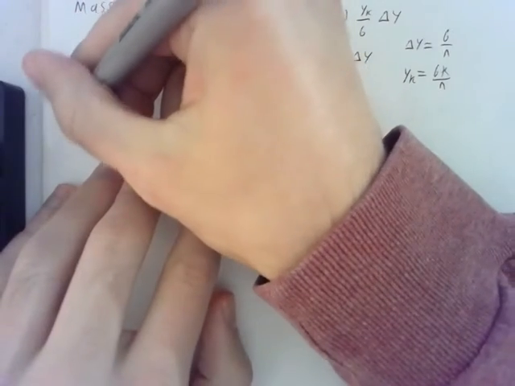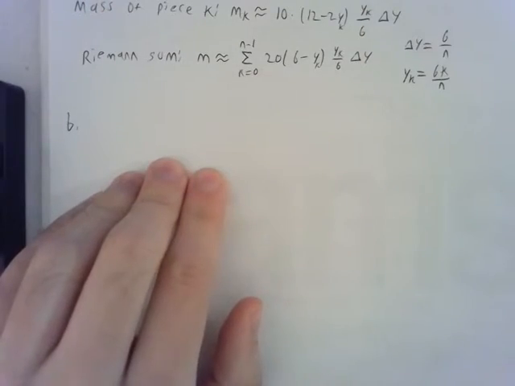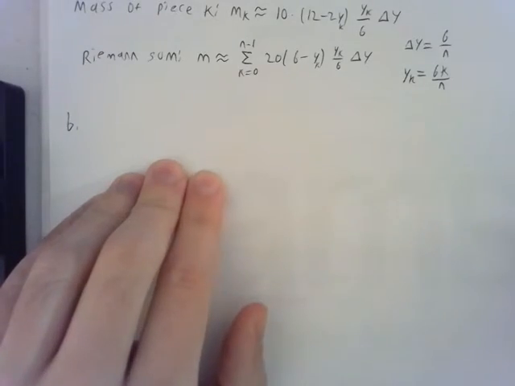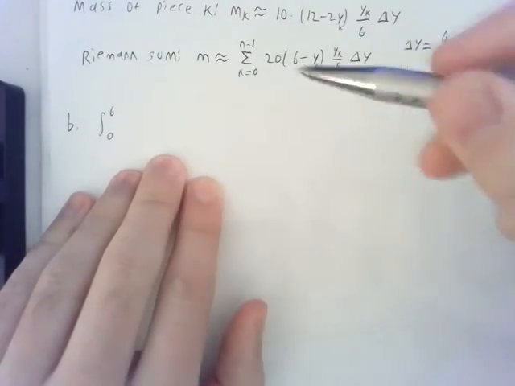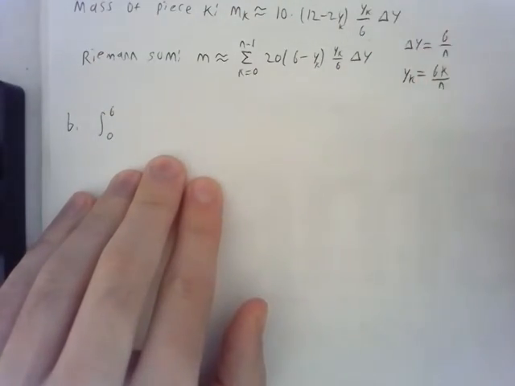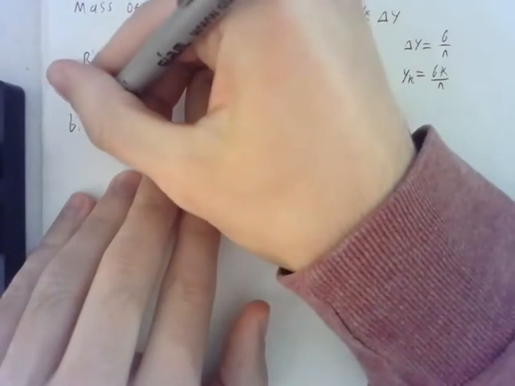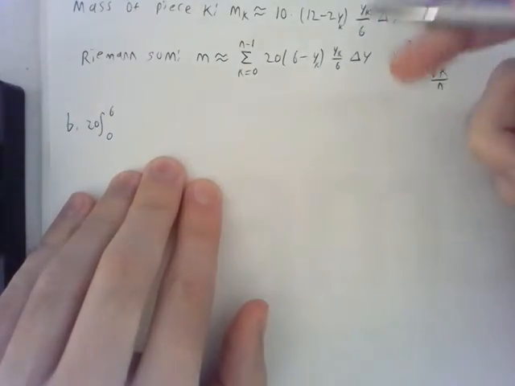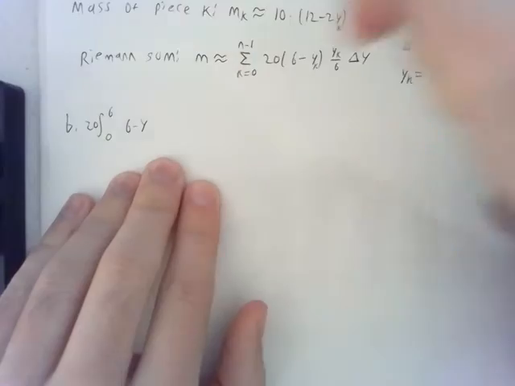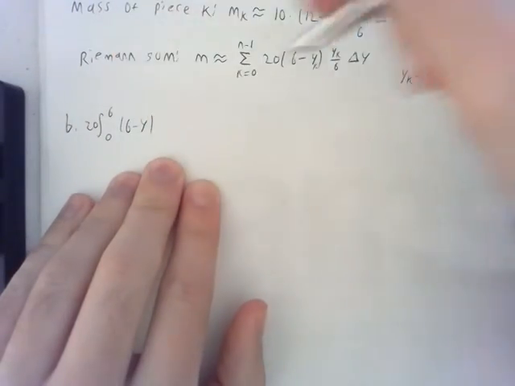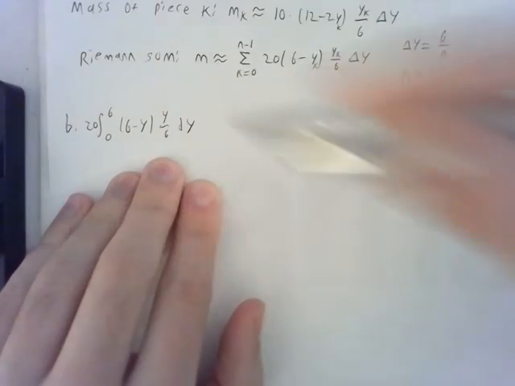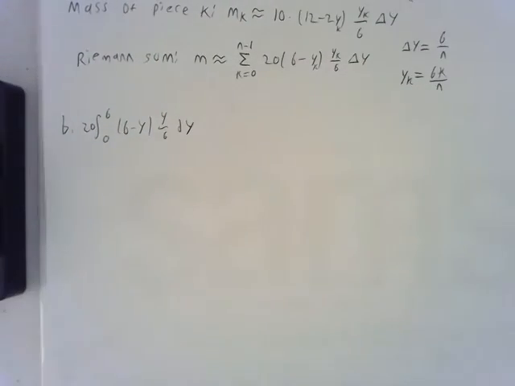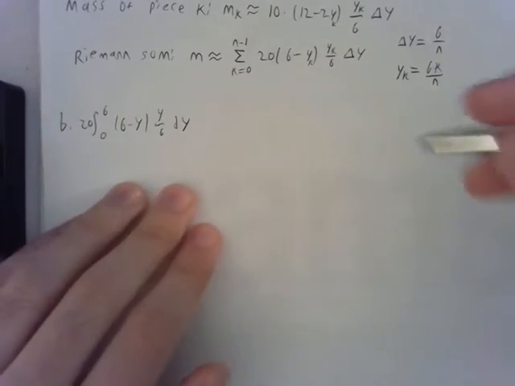Now in part B, we're asked to convert this into an integral. So what happens when we let n tend to infinity and the pieces get smaller and smaller? We get the integral going from 0 to 6, because that was the bounds for y. The 20 can come out front. We're integrating 6 minus y times y over 6, and the delta y becomes the dy.